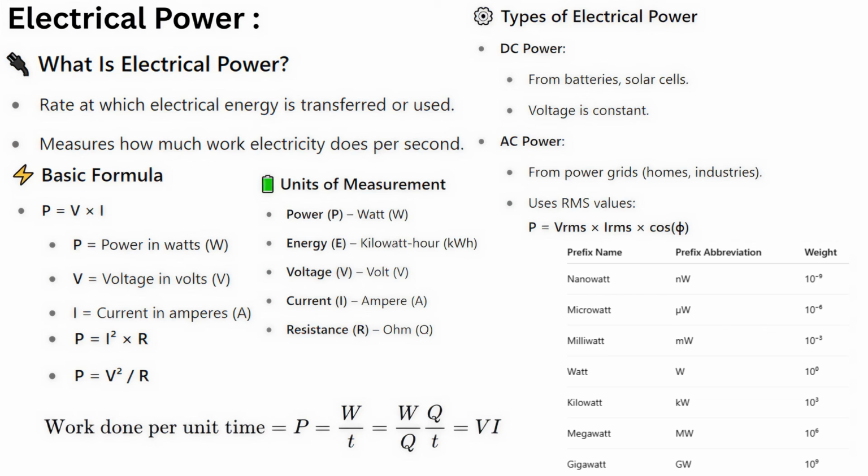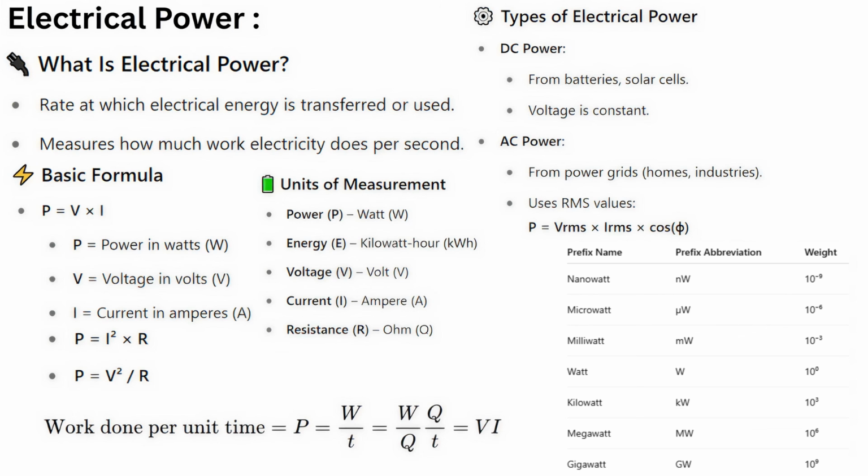Finally, because the amount of power we use can vary enormously, from a tiny computer chip to an entire city, we use a system of prefixes. This table helps us talk about these vast differences without using a ton of zeros. We start small with the nanowatt, which is a billionth of a watt, and move up to the microwatt and milliwatt for small electronics. Then we have our standard watt.